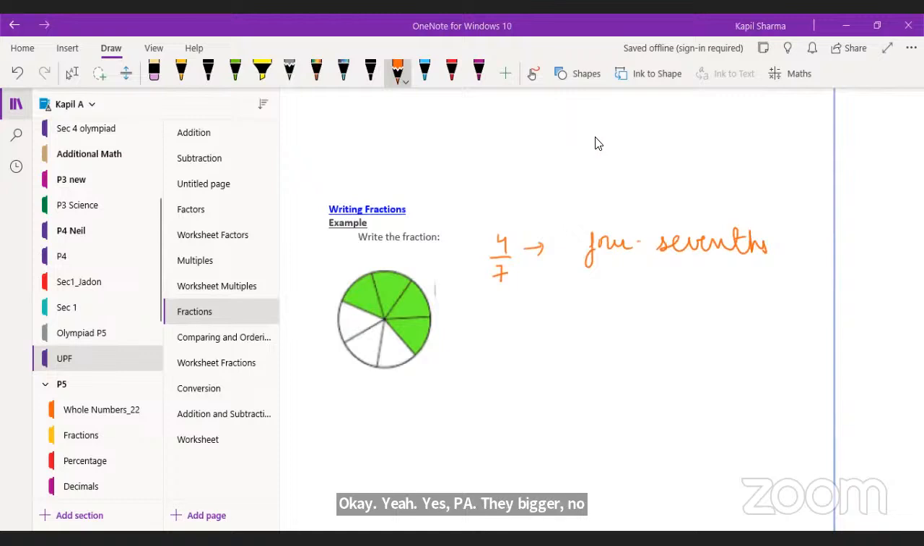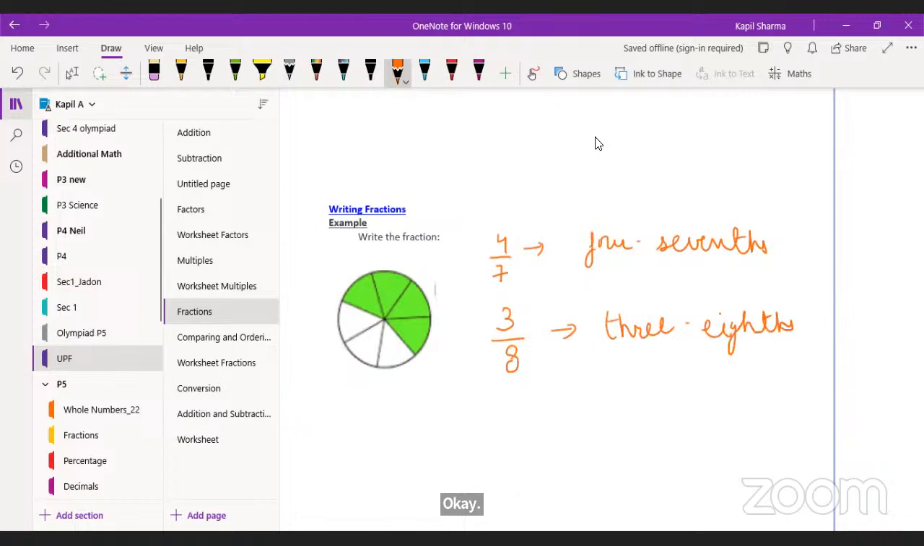Devika, no. So Devika, here we have 7 equal parts, and 4 of them have been shaded. So the shaded part can be expressed as a fraction in this form: 4 out of 7. So this can be read as 4 sevenths. Similarly, if you have something like this, 3/8, you can read it as 3 eighths. I hope this is clear. Any questions?